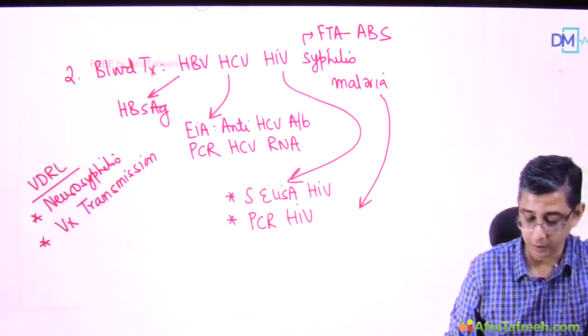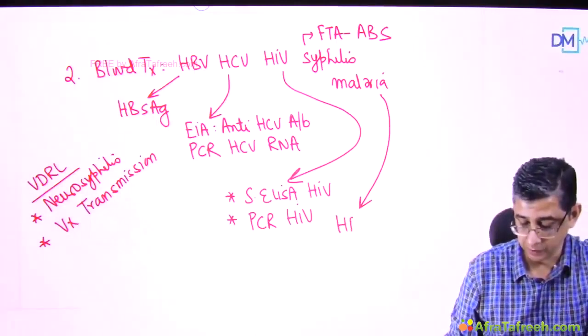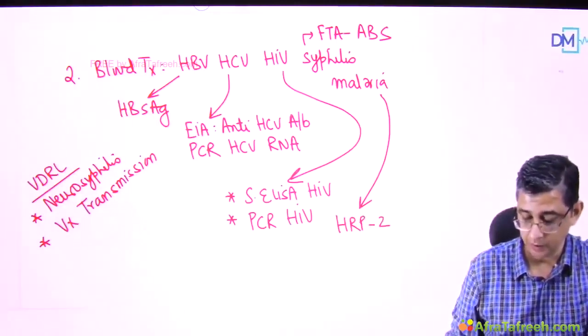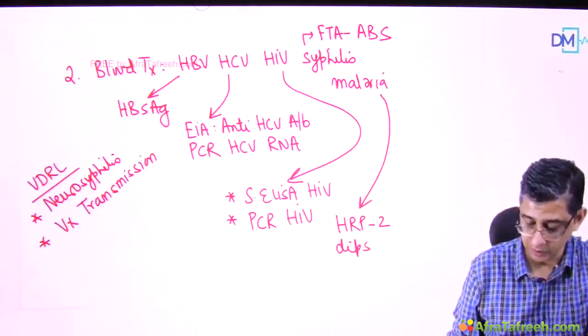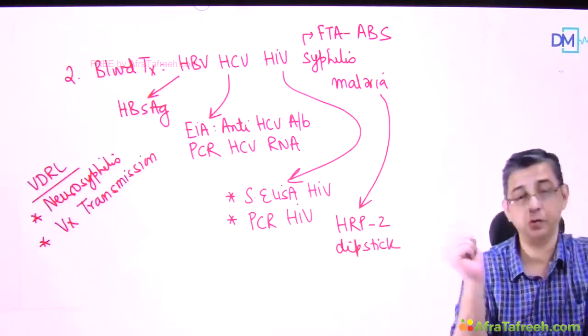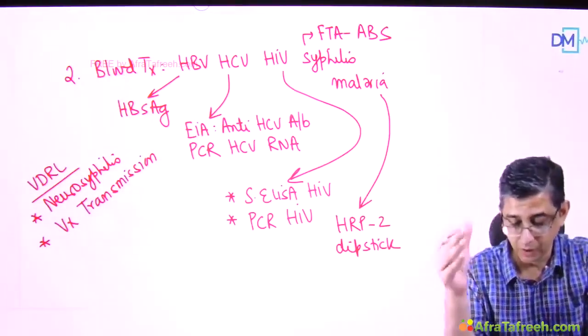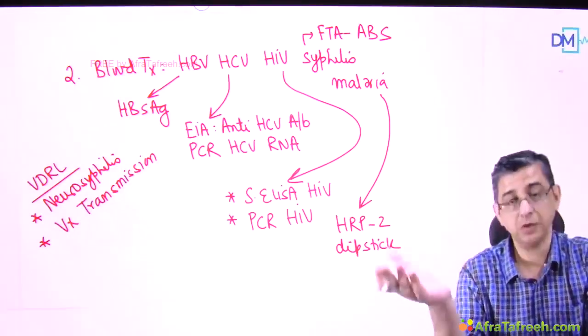The commonest type of malaria in India is falciparum malaria. For this, we have a dipstick available, that is the HRP2, histidine rich protein 2 dipstick, apart from peripheral smear, which can help you in early identification of falciparum malaria.